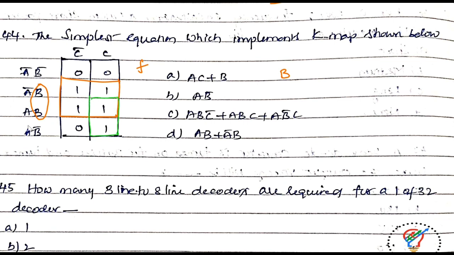Once I map these two points, what you'll get here is the common point C. Here it is A. A, B plus A, and C here. Is there any common point here? C. That means AC plus B will be the answer for this question. So the answer is A here. Next one.